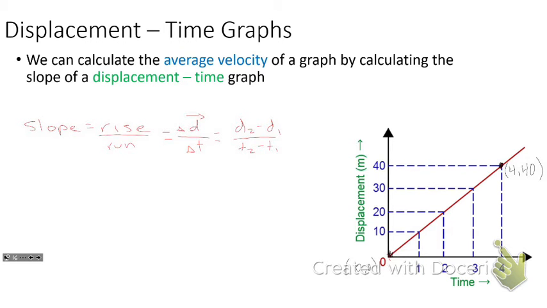0 and 0 is my initial. So my second displacement is 40. My first displacement is 0. So I'll have 40 meters minus 0 meters divided by my second time minus my first time, so 4 seconds minus 0 seconds. Now I will get my slope. If I calculate the slope of a displacement time graph, I will find my average velocity, right? So here, my velocity is 40 divided by 4, which is 10 meters per second. So that is my average velocity here.